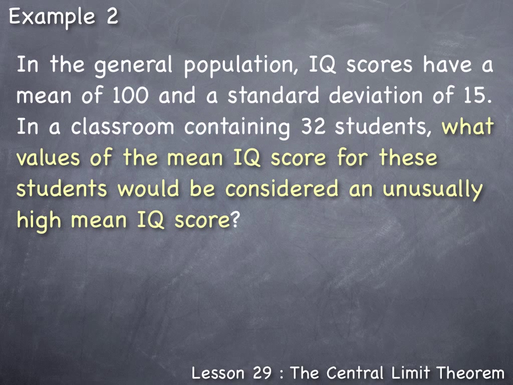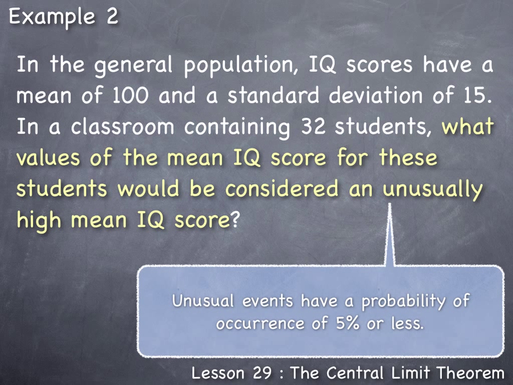So to answer this question, we need to find the values of the mean IQ score, or X bar, for which it's considered an unusually high mean IQ score. Now, unusual events have a probability of occurrence of 5% or less. So we need to find the values of the sample means, X bar, which occur in the upper 5%.